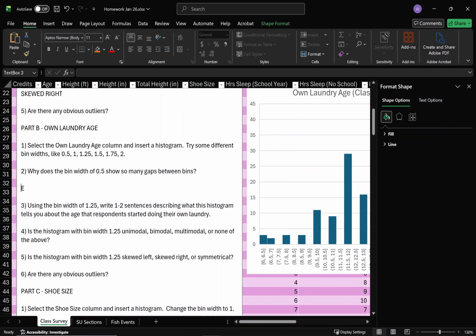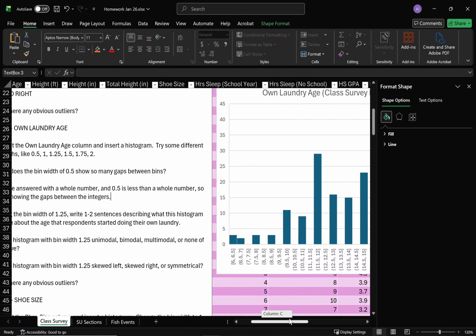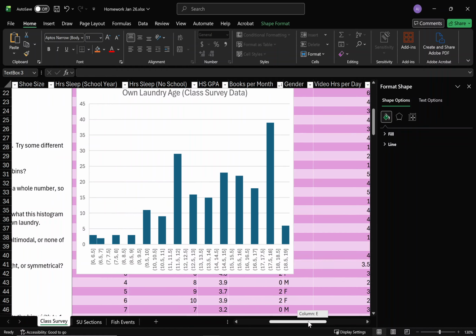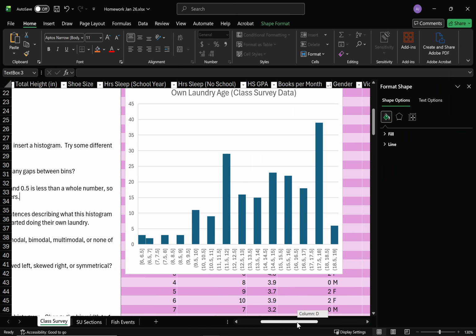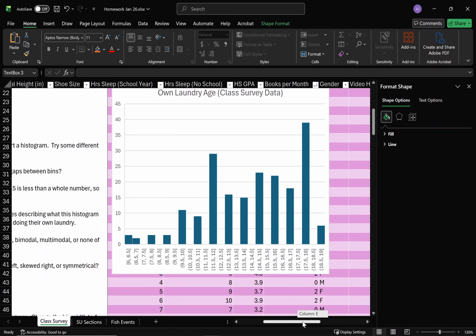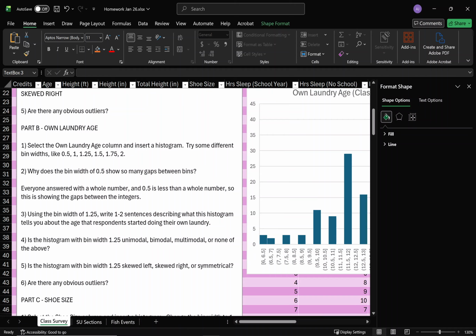I'm just going to write that down. Everyone answered a whole number, and 0.5 is less than a whole number, so this is showing the gaps between the integers. Hope that makes sense to you guys. Typically, even if everybody didn't answer with whole numbers, there will be some small enough bin width that would show gaps between people's answers anyway, because most people are not going to answer with a whole bunch of decimals. All right, so let's try the rest of these bin widths and see what they look like.